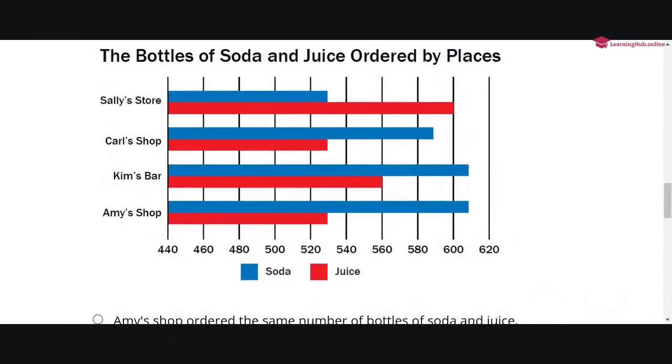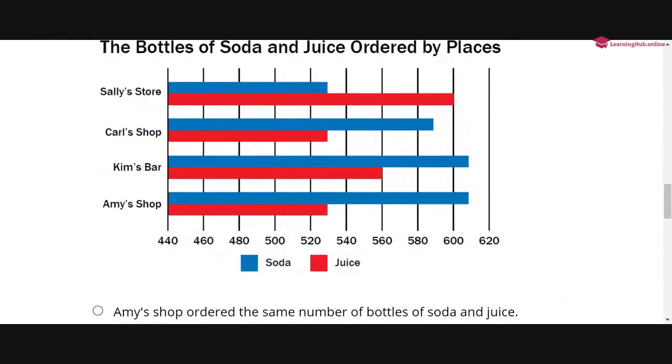So we're saying Amy's shop ordered the same number of bottles of soda and juice. Let's look at Amy's shop. Right away, we see that that's not true, because Amy's shop ordered 530 juice, the red. See here, from here to here would be 530, because the line falls halfway between 520 and 540. All right, so this is 530.